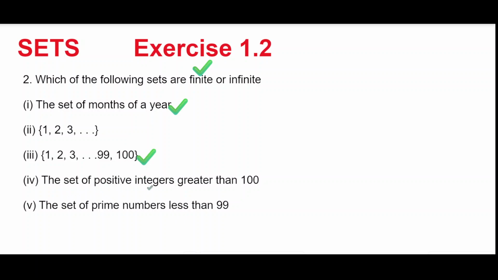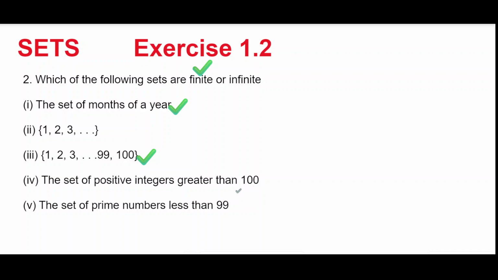Here the set of positive integers greater than 100. This is not finite because greater than 100, we can take many numbers which will be greater. We cannot fix it. We cannot say it will be up to 1000. No, 1000, 1 lakh, 1 million, 1 billion. There are many numbers available, and we cannot fix it. So if we cannot fix or limit the condition, that will be defined as infinite.